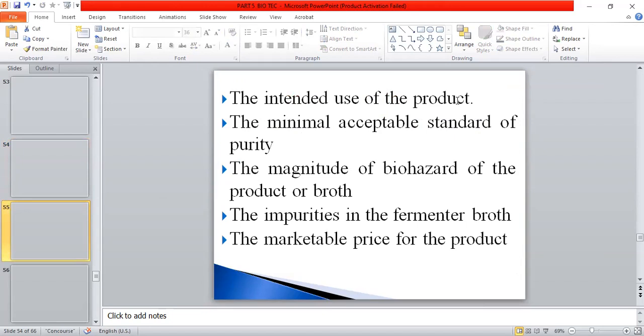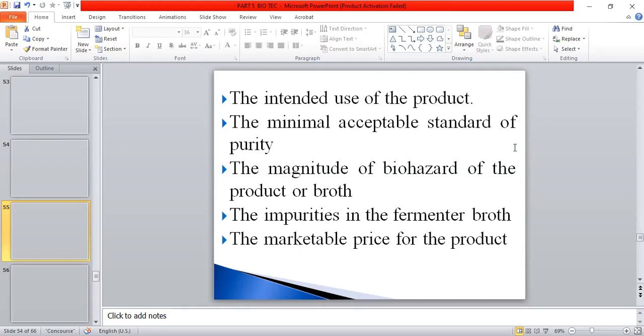The minimal acceptable standard of purity is very, very important. In any industry, there is already a standard. For example, take any product, like Horlicks or Boost. There is a standard procedure: this much protein, this many grams containing this much of vitamins and minerals. That is also very, very important. This standard is maintained by the food companies.